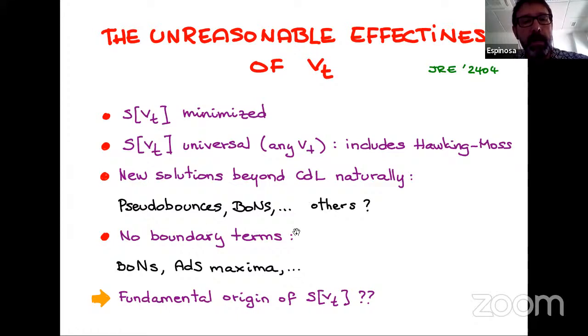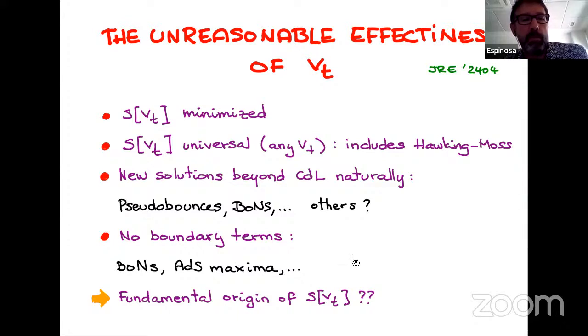And finally, the fact that I already told you about for bubble of nothings, that there was no need of modifying the action, including extra boundary terms to get the right result, is not only in bubble of nothing decays that happens, it also happens when you are interested in calculating the decays of anti-de Sitter maxima. In the usual case, doing it in the Euclidean formalism, you need to include boundary terms to make sense of the whole problem. And here, you can apply the same kind of formalism and the same action will give you the right result in a very simple way.